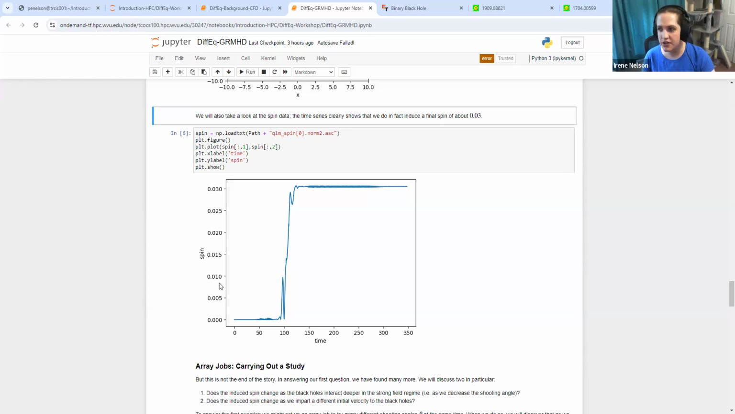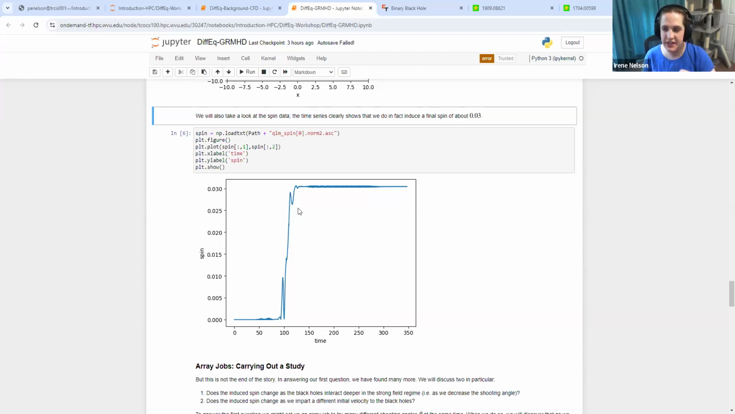So two observers anywhere in space, no matter what their speeds are, will be able to measure this quantity and agree on it. And then as we see, we do in fact start from 0 spin in our initial data, and then things get really crazy as the black holes are interacting in that strong field regime, where the equations are very nonlinear.